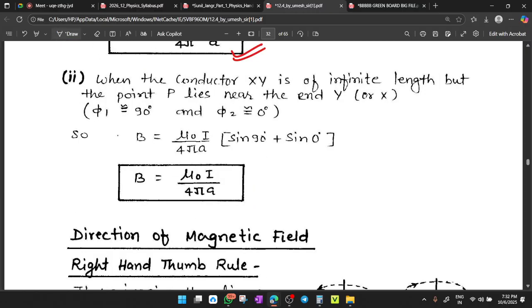Yes, and another interesting case is also there. When the conductor XY is of infinite length, but the point P lies near the end Y. You see here, this is the point at a distance A. This part goes up to infinity. Clear? This means the angle phi 2 equals pi by 2 because it is up to infinity, and angle phi 1 equals 0 degrees. Why? Because the bottom part of the conductor is just near the point P.